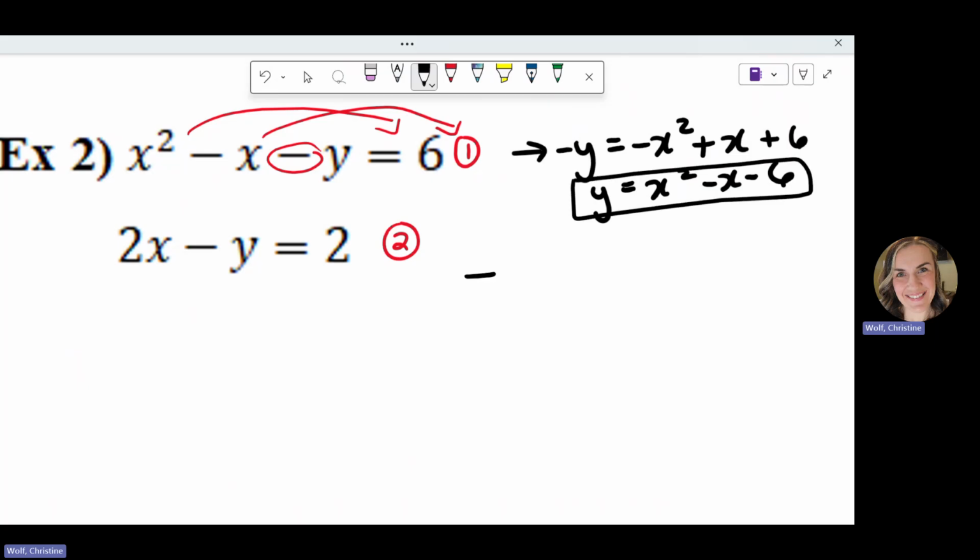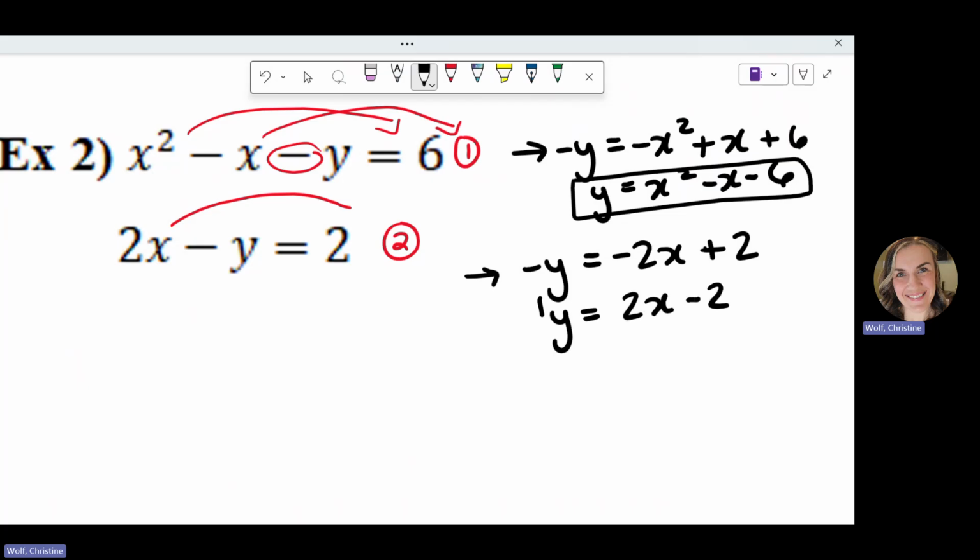I repeat the process with this guy. The -y is on the left. I send over the 2x. I'm going to put that in front, and it becomes a -2x. And I shove down that 2. And then final step, I divide everything by a -1.